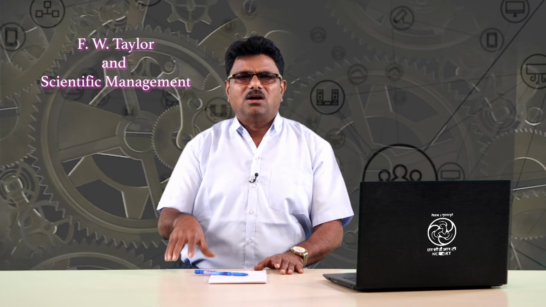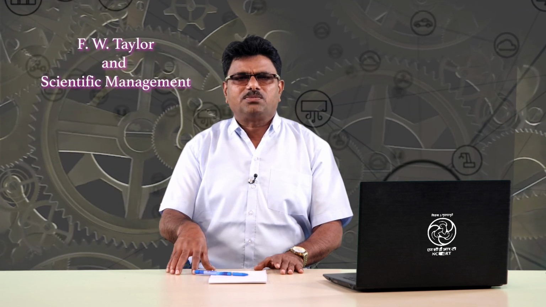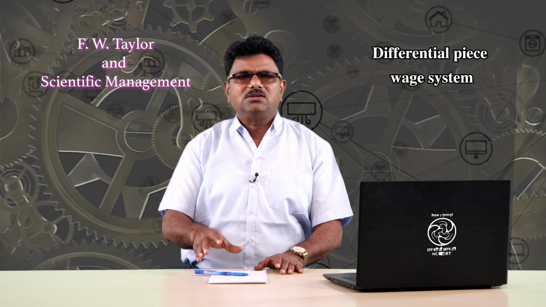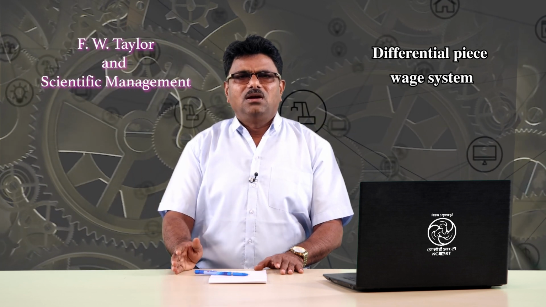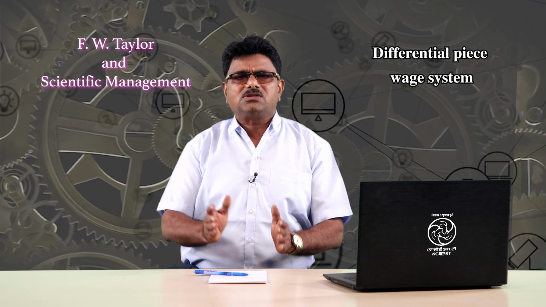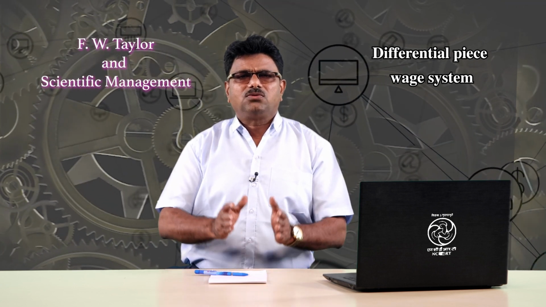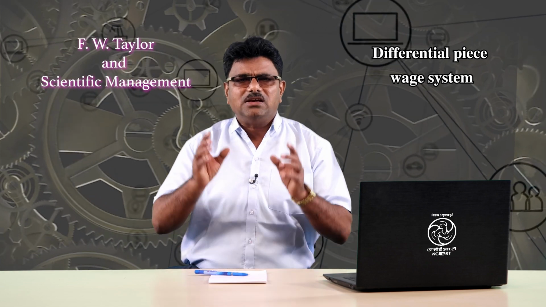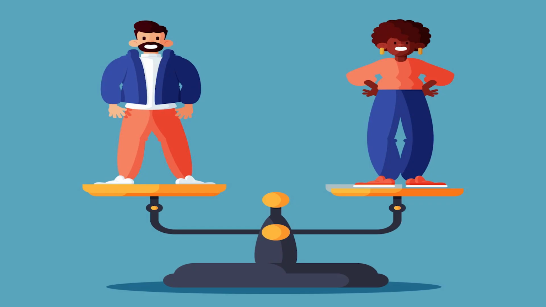Dear learners, now I will explain another technique of scientific management. It is the differential piece-wage system. Taylor was a strong advocate of the piece-wage system. He wanted to differentiate between efficient and inefficient workers. The standard time and other parameters should be determined on the basis of the work study discussed above. The workers can then be classified as efficient or inefficient on the basis of these standards. He wanted to reward efficient workers.